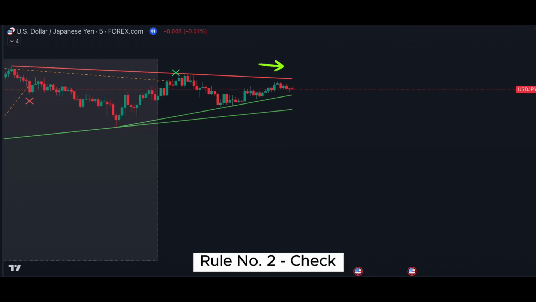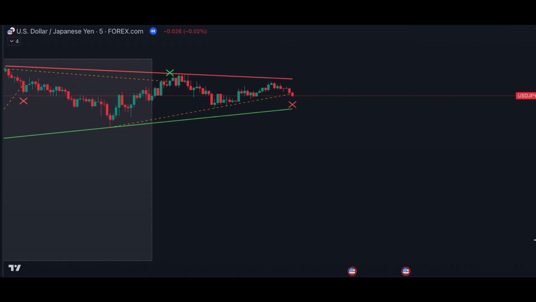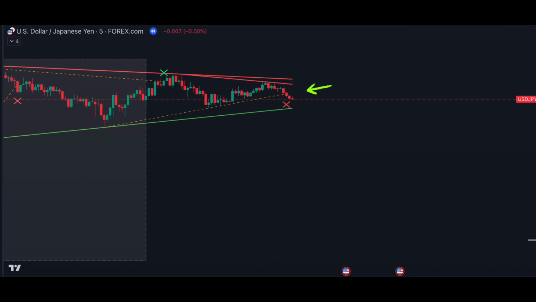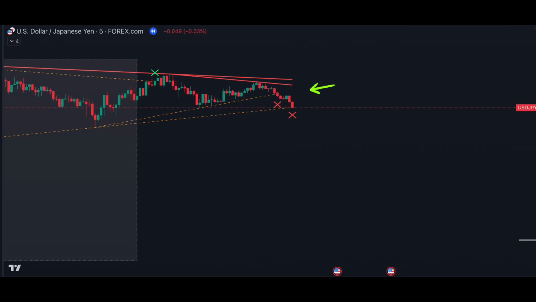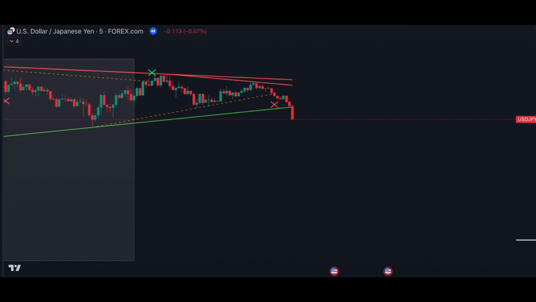Rule number 2. Check. And as price continues a little bit further, we can now see that the smaller counter trend right over here has been breached, and the indicator has now created that dashed line that we were talking about before. Other than that, the indicator has now also given us that X that gives us another confluence that the previous upwards trend has now been broken and we are heading to the downside. Rule number 3, check. We can now see that price has closed below that previous high right over here, and that indicates that we are now safe to get into this trade.